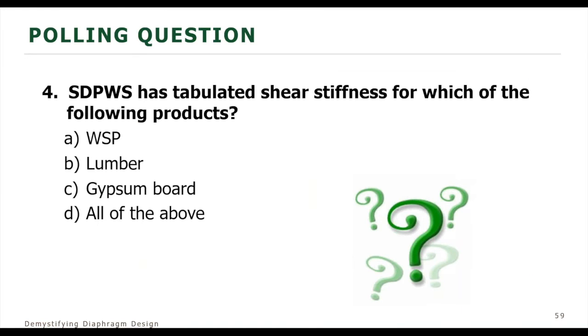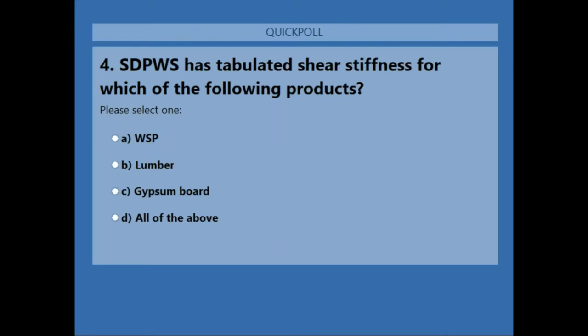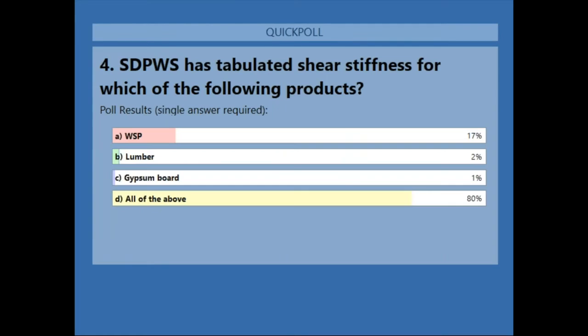Now we have a polling question coming up, and this is slightly different than the one in your handout because we noticed an error there. So go ahead, Marcy. Alrighty, the Special Design Provisions for Wind and Seismic has tabulated shear stiffness for which of the following products? Is that wood structural panel, lumber, gypsum board, or all of the above?